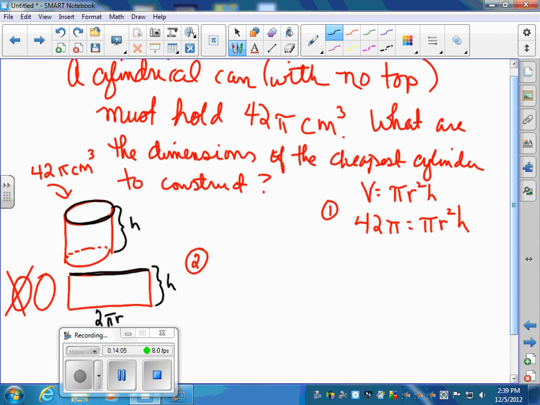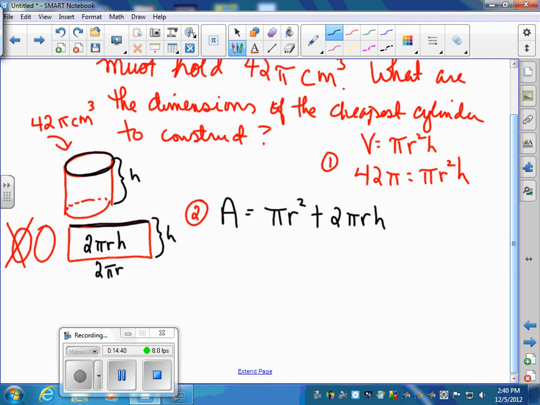Now remember, to find surface area, which I'm going to call A for area, we find the area of all of our shapes and add them together. The first shape we have is a circle, so its area is pi r squared, plus the second shape, a rectangle. To find the area of a rectangle, we do length times width, so it'd be 2 pi r times h. So my surface area for my cylinder would be pi r squared plus 2 pi r h. If I want to have the cheapest can, then I want to use the least amount of material, which would be surface area.